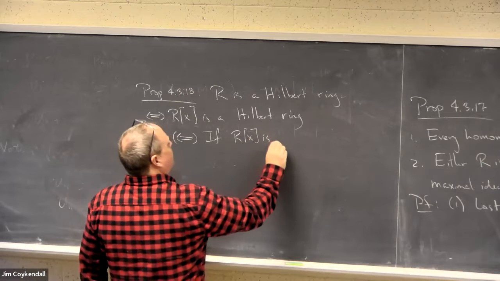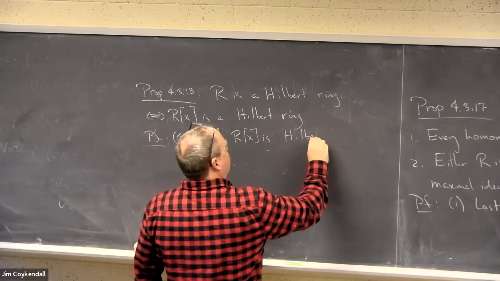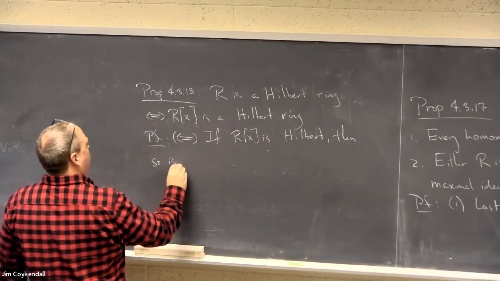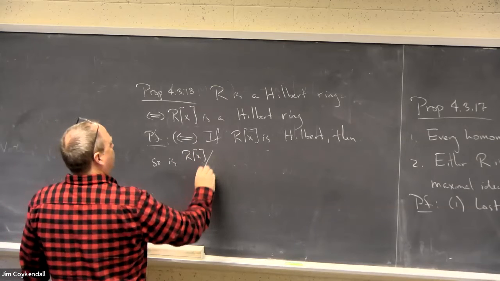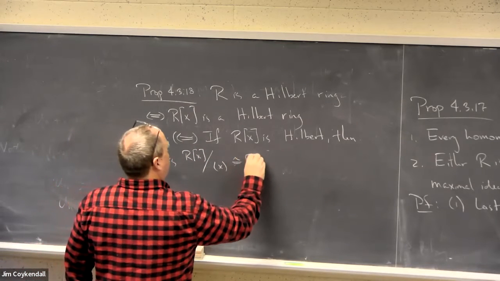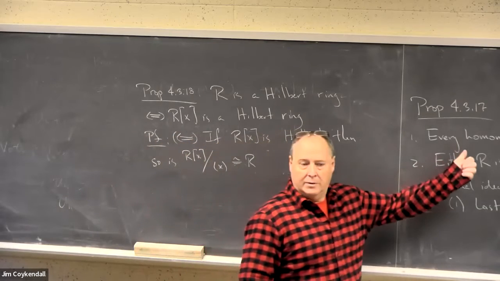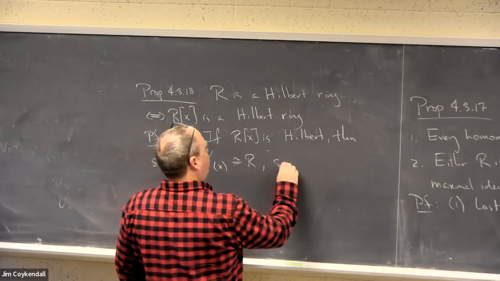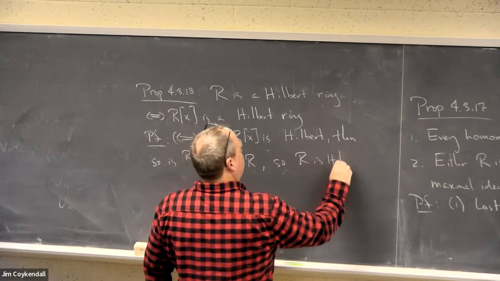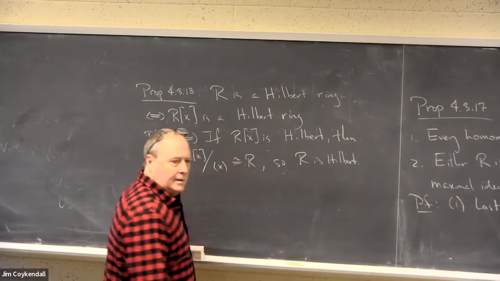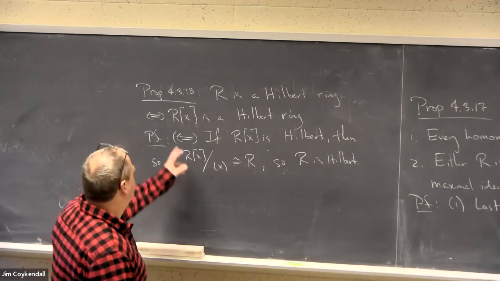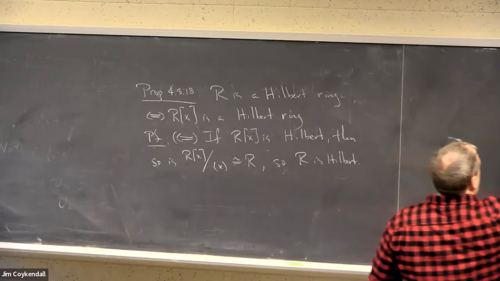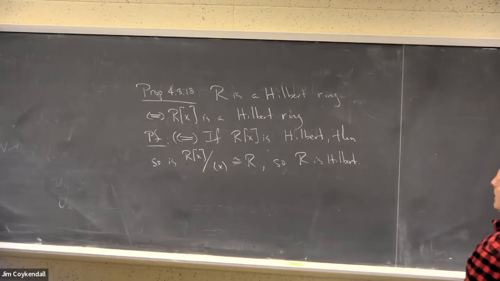If R[x] is Hilbert, then so is R[x] modulo the ideal generated by x, which is isomorphic to R. By this result here, every homomorphic image of a Hilbert ring is a Hilbert ring. So R is Hilbert. That's not too surprising. Usually in such a theorem, I would expect adding polynomials to the coefficient ring to be the easy way. How about the other direction?